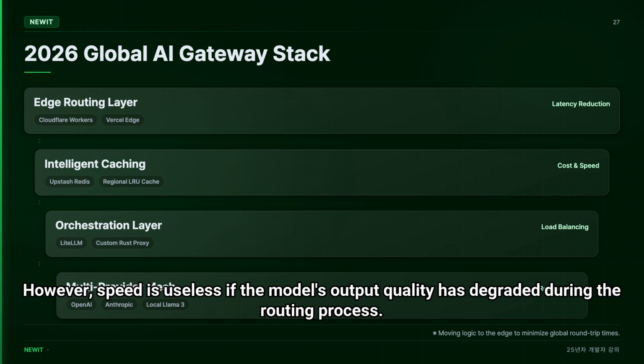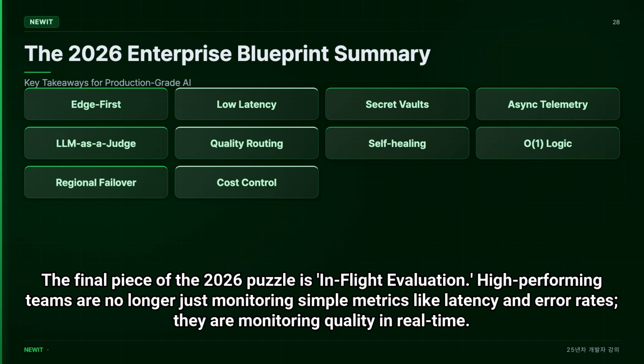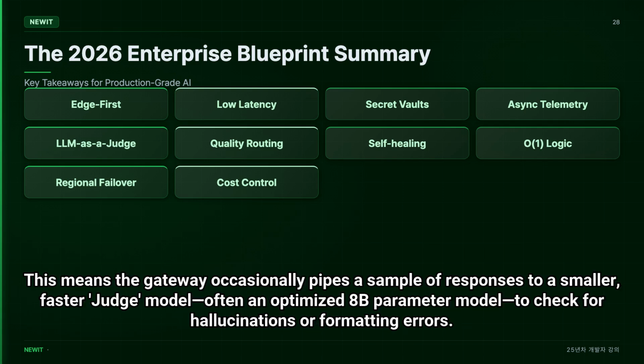However, speed is useless if the model's output quality has degraded during the routing process. The final piece of the 2026 puzzle is in-flight evaluation. High-performing teams are no longer just monitoring simple metrics like latency and error rates. They are monitoring quality in real time. This means the gateway occasionally pipes a sample of responses to a smaller, faster judge model, often an optimized 8B parameter model, to check for hallucinations or formatting errors.